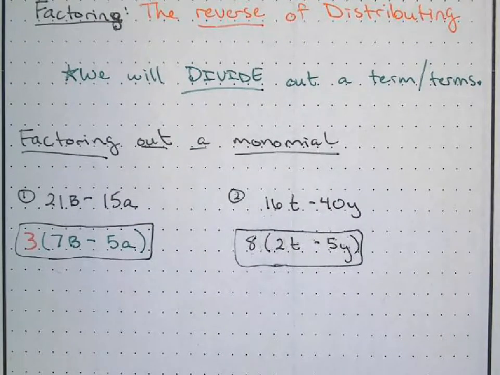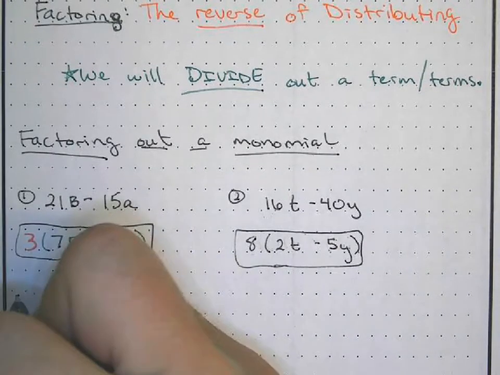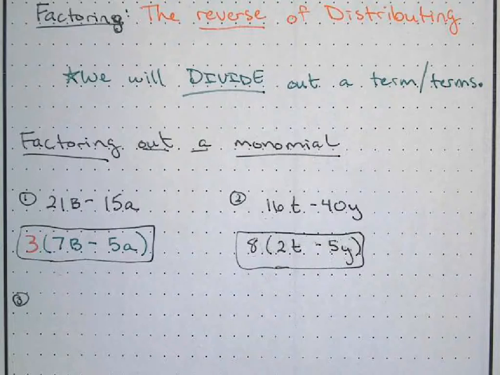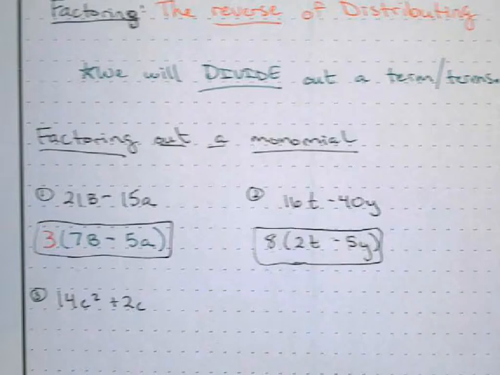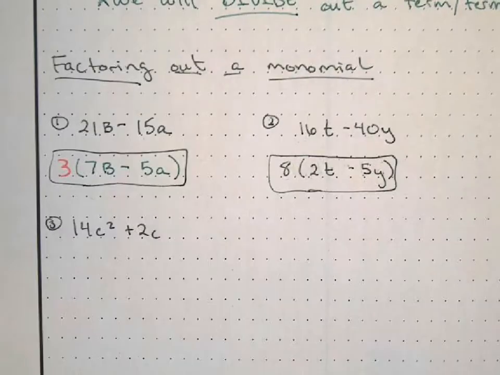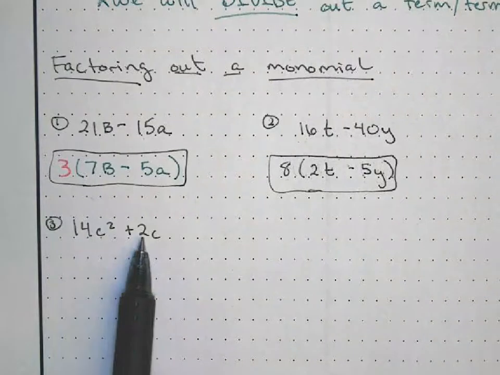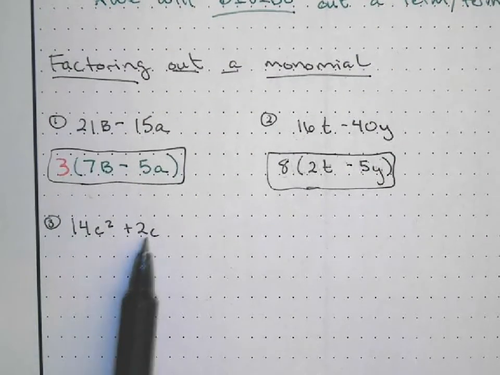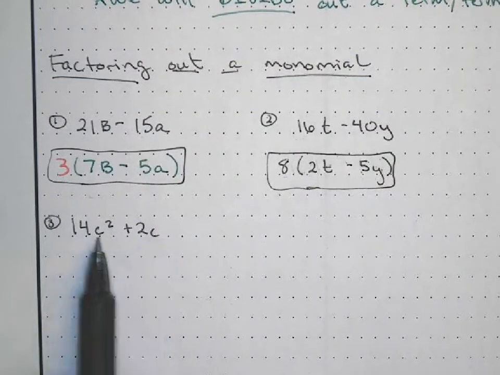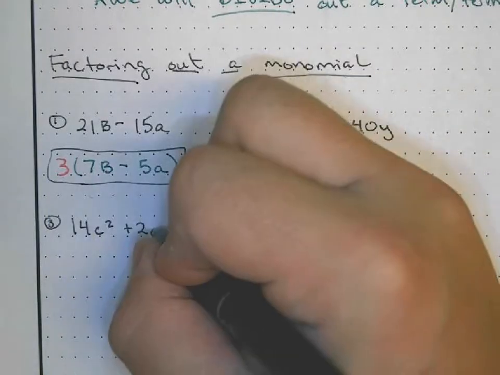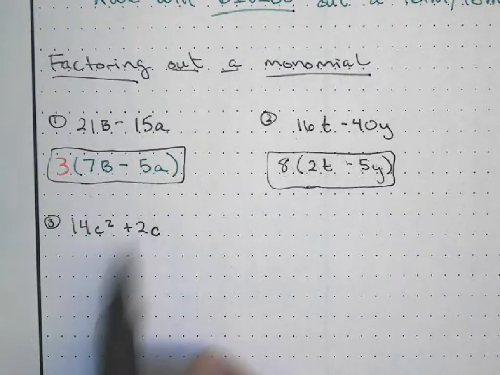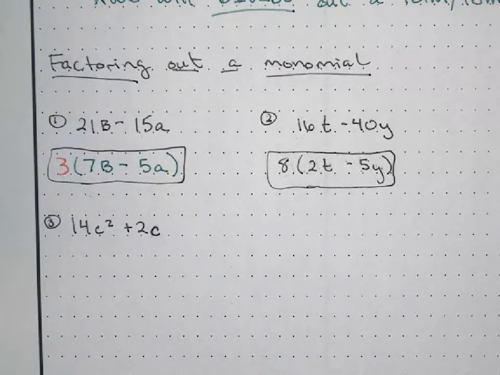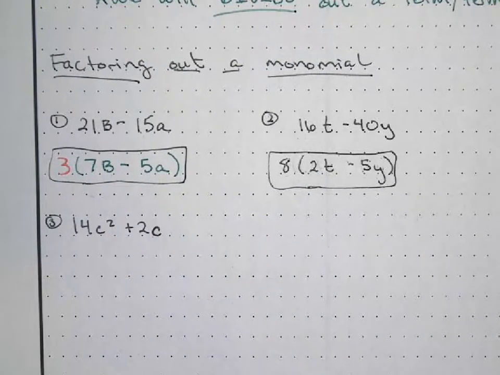Now let's see what happens if we have some variables that are common to each term. So I have 14c squared plus 2c. Now when I look at this one, I can factor out a 2 from both. 14 divided by 2, 2 divided by 2. And they both have a c variable common. So I can factor out 1c from each of them. So c squared would become c, and that c kind of just factors out. I don't want to say disappears because it'll be moved out front.